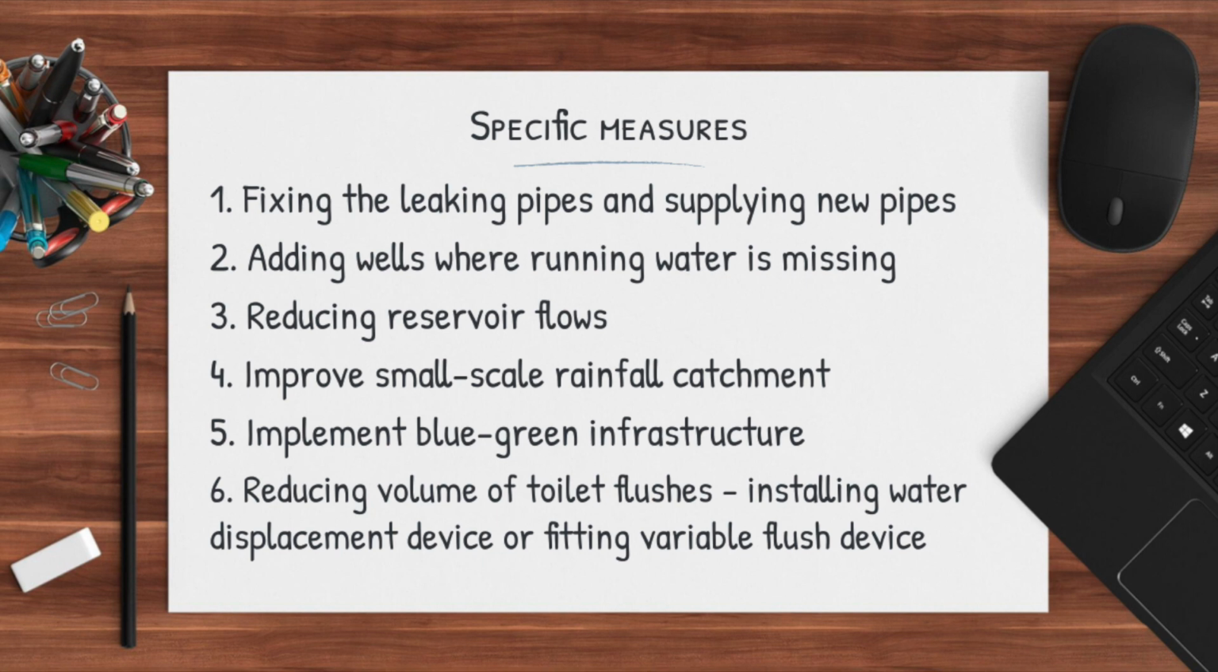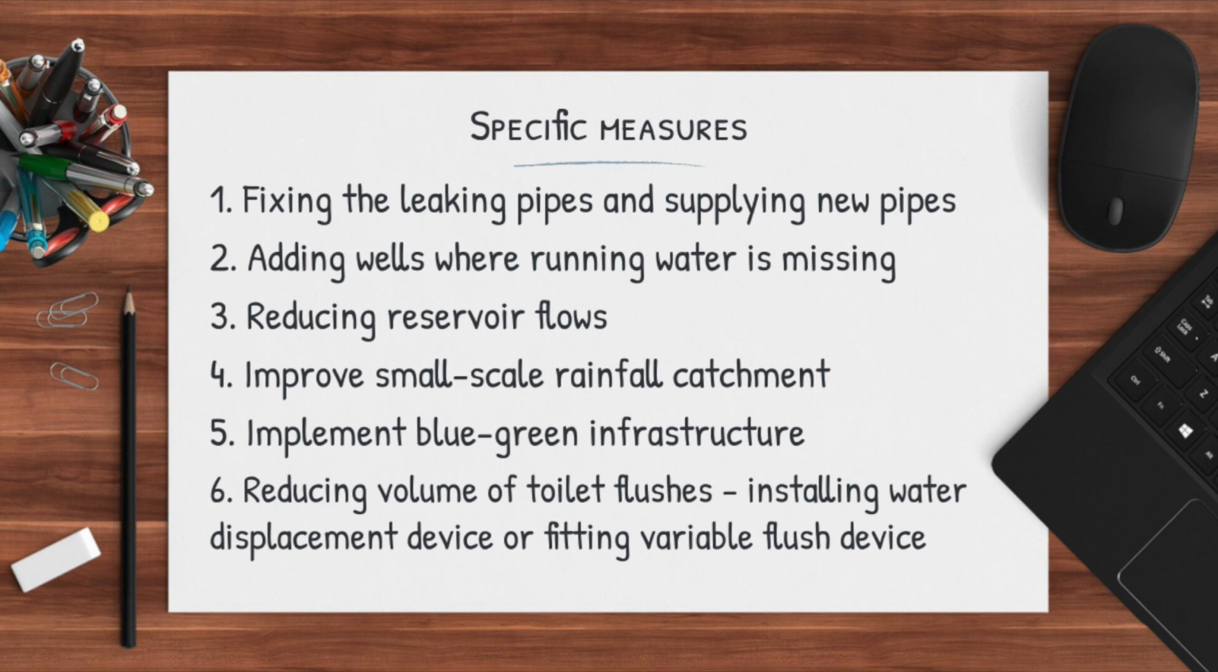Also, being inspired by Mexico City as our reference city, we thought of some specific measures we can implement there. Number one is fixing the leaking pipes and supplying new pipes, because, as was the case in Mexico City, in South Africa old water infrastructure has been a problem for municipalities for years now. Another specific measure would be adding wells, because water leaks are becoming a bigger cause for concern, with municipalities desperately trying to conserve more water in South Africa. Also, reducing the reservoir flows would help the water situation in South Africa right now, with conserving more water, with more water retention.